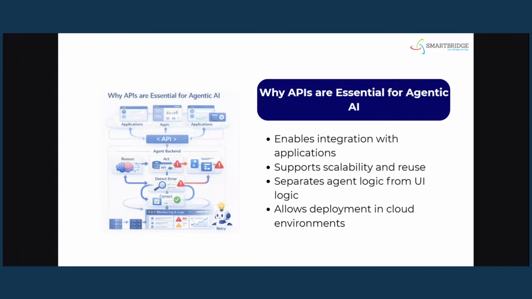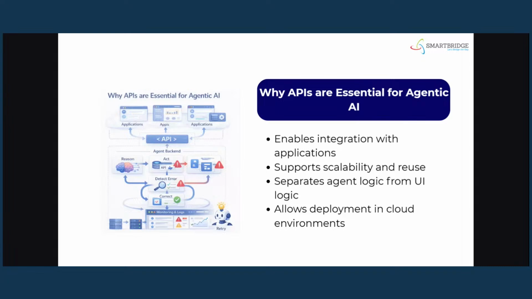Okay guys, I hope everyone understood what an API is, right? So let's move to the next slide: why APIs are essential for agentic AI. Now let's understand why APIs are important in agentic AI. APIs are essential because they bring discipline to intelligence. Without APIs, every interaction would be messy and insecure.